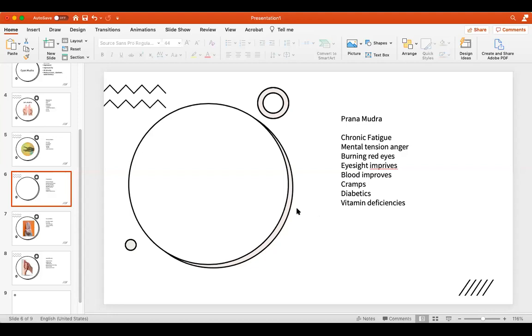But anyways, this is a very, very important mudra for energizing. It is for chronic fatigue, mental tension, anger, burning eyes, your eyesight, prana, blood circulation, cramps for diabetics and vitamins. So this is basically to energize. See, diabetics, they weaken, cramps, your body is weakened, blood circulation is low. So all this chronic fatigue, the Prana Mudra will help.